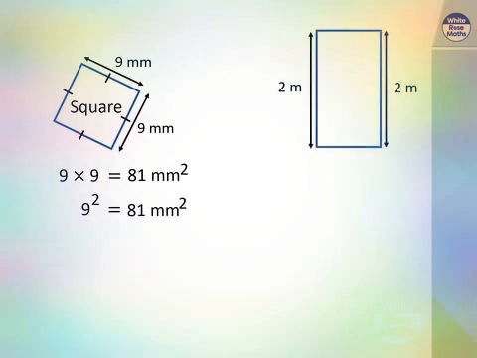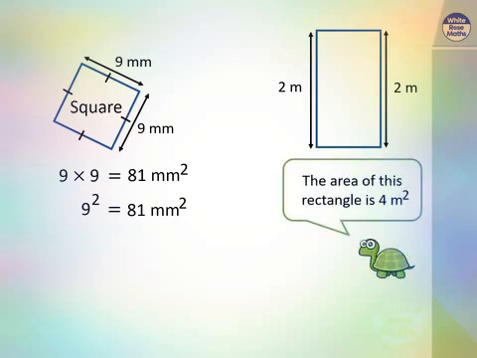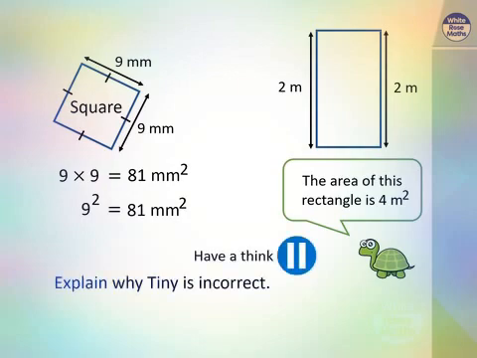Here we've got a rectangle, and we are given the length of two sides. Tiny says the area of this rectangle is 4 metres squared. Have a think about why Tiny is incorrect. Tiny is incorrect because with this rectangle we do know two sides, but we know the opposite sides to each other. That won't help us find the area. We need to know the adjacent sides to each other. In other words, if we know one of the vertical sides, we need to know one of the horizontal sides. For example, that side. We don't know that side, so we can't calculate the area of that rectangle.